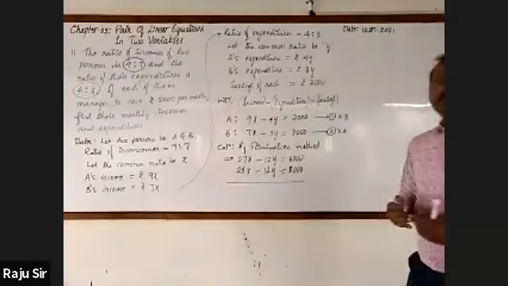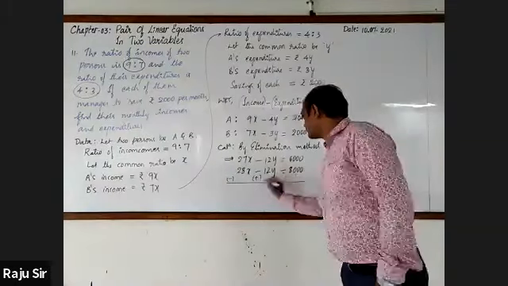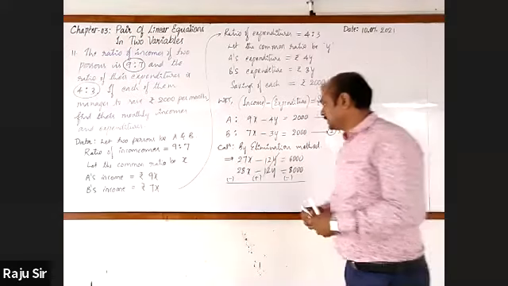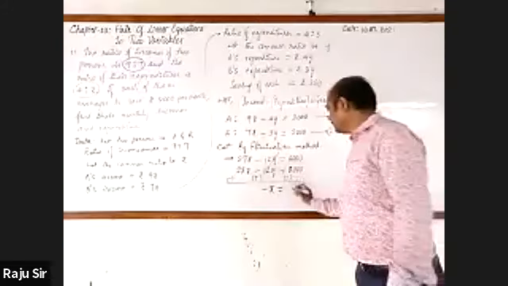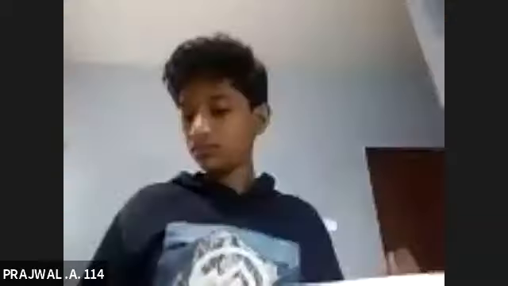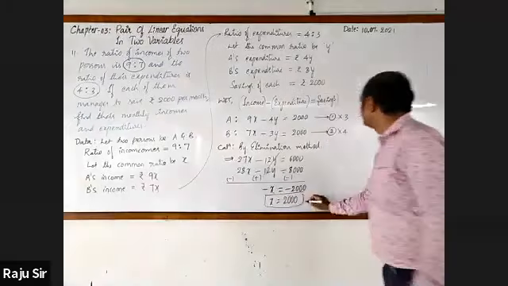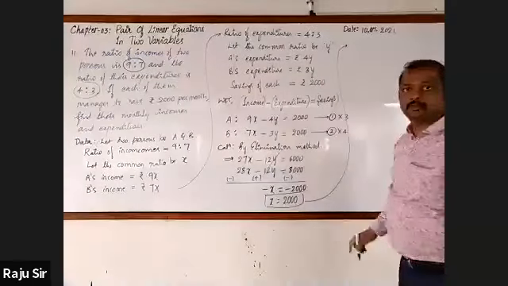Now you may go for changing the sign. The y terms get cancelled. 27x minus 28x is minus 1x. 6,000 minus 8,000 is minus 2,000. So x is equal to 2,000. We got the x value.